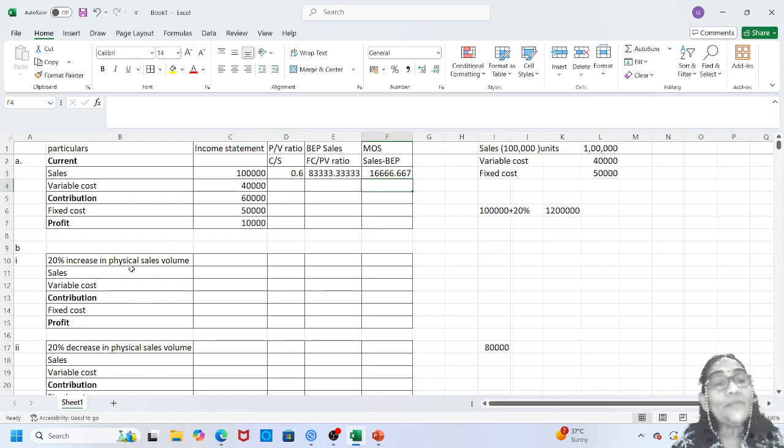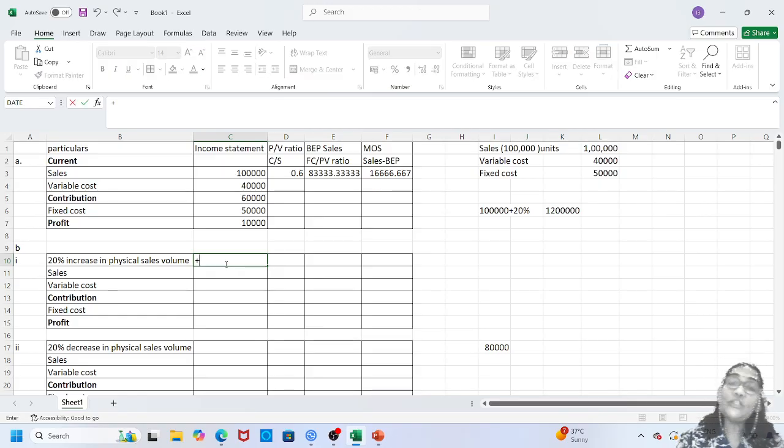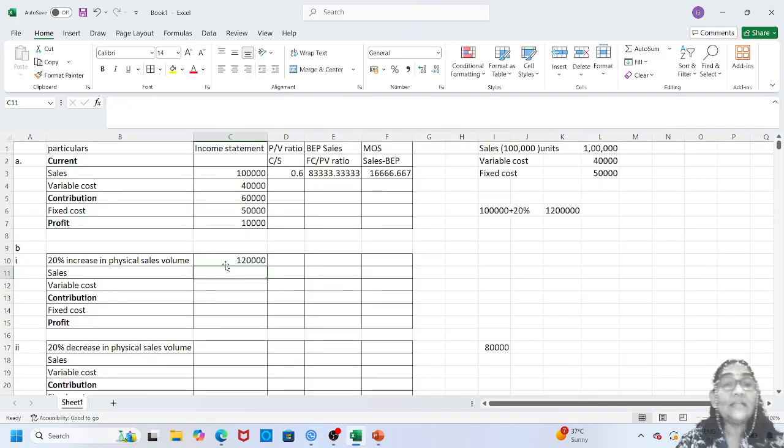Now suppose there is a change. That is, there is 20% increase in the physical sales volume. That is, the quantity of units sold has increased by 20%. So initially we had sold 1 lakh units. 20% increase would mean 1 lakh units plus 20%, that is 1,20,000. So the amount of sales will also increase. Now, sorry, this is the sales volume, right?